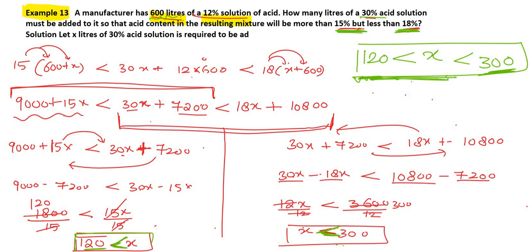So what we are doing here is basically mixing 600 liters of the first solution and x liters of the second solution, so that the entire concentration is more than 15% but less than 18%. So x liters should be more than 120 liters but less than 300 liters to make sure that this condition is satisfied.